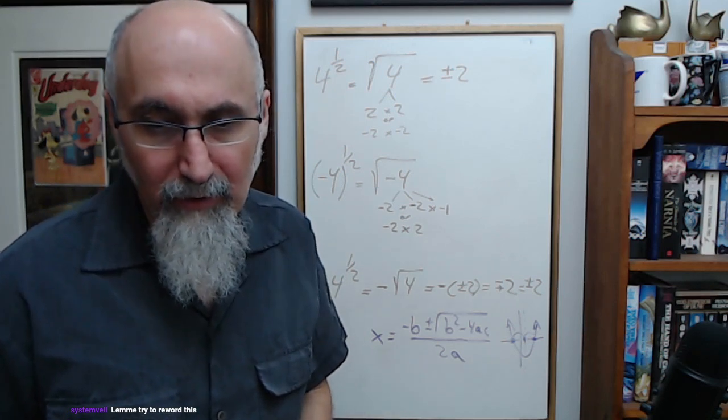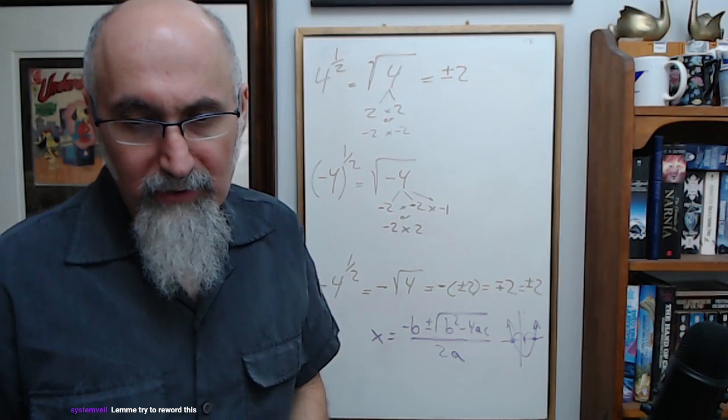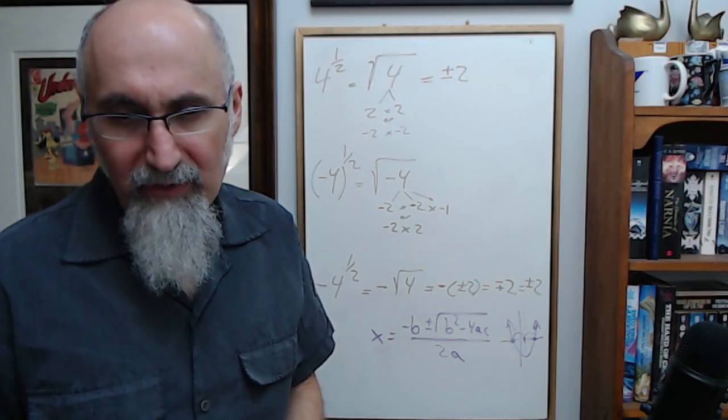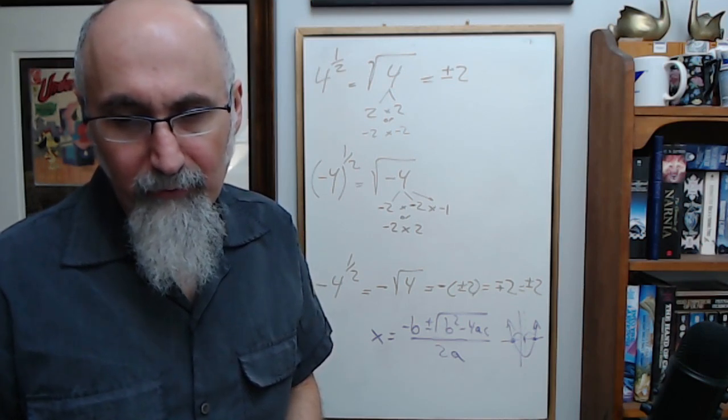Reword it. Yeah, that'd be cool. System veil. Plus and minus appears. Let me read what you wrote before as well.